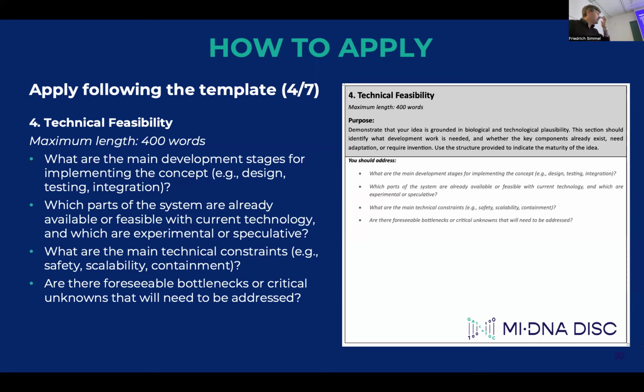And then also, what are the main technical constraints? Safety, scalability, containment. For example, we know that gene therapy is an amazing idea or an amazing approach, but one of the main problems is scalability. So it's exactly the same. You find the idea, and then you also identify the bottleneck and the technical constraints. And this is quite important because you can show people, look, I know the idea, I know that this idea has some problems, but I also know how I can solve this kind of problem.